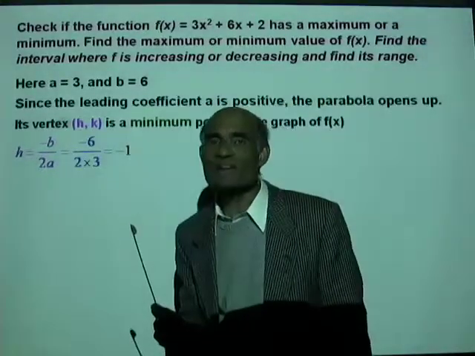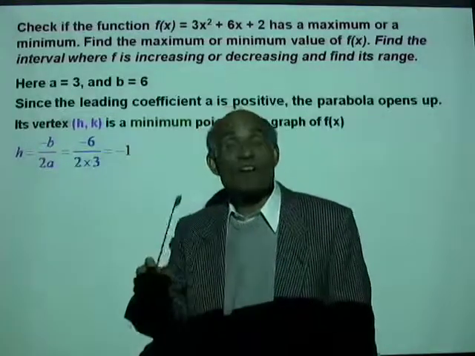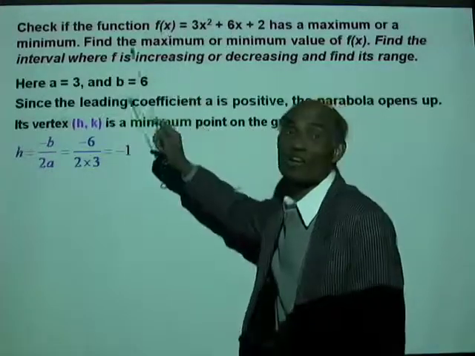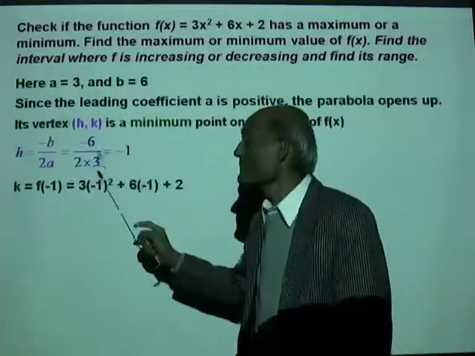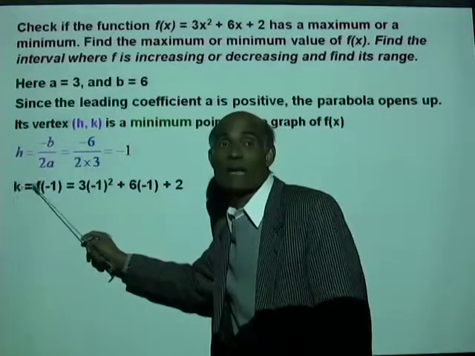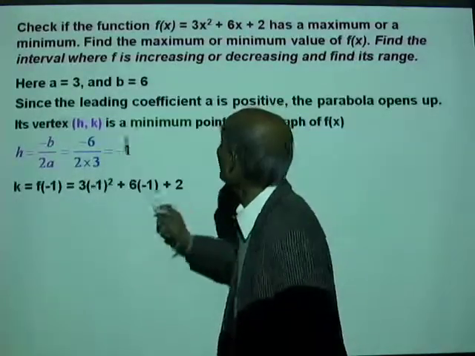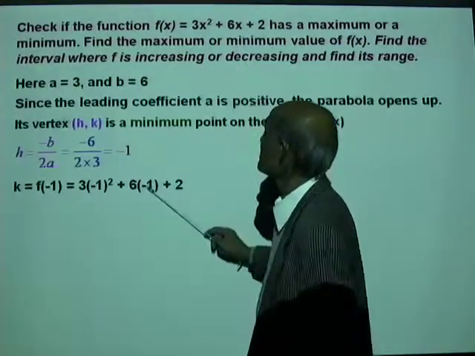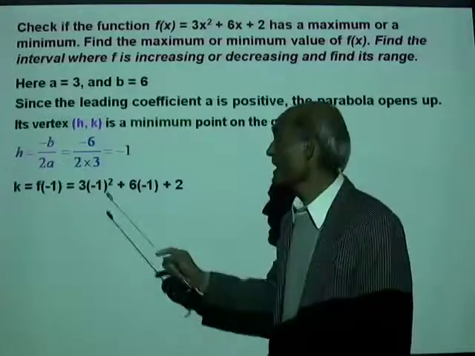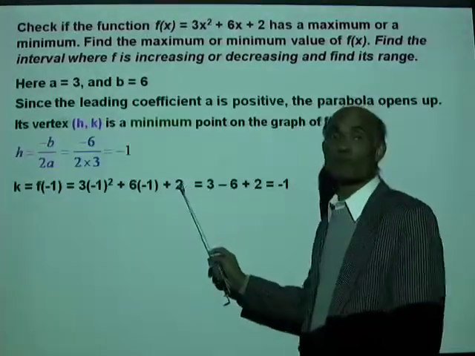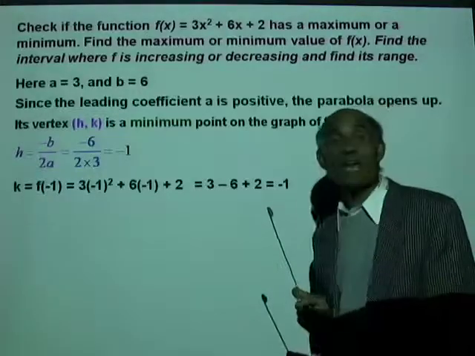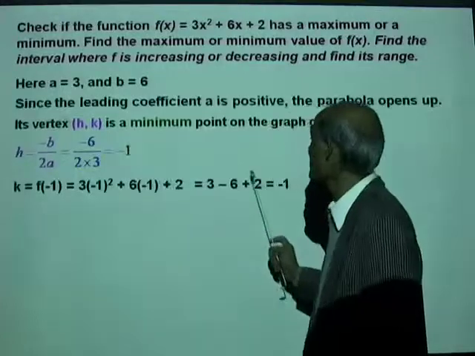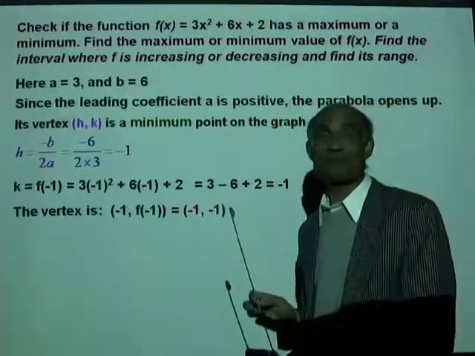And how do you find k? k is f of h. So take this h value into the function and calculate f of negative 1. k equal to f of negative 1. That is 3 times negative 1 squared plus 6 times negative 1 plus 2. And do these calculations on your own. Alright? And that gives you k also is negative 1. So the vertex is now h equal to negative 1, k equal to negative 1.